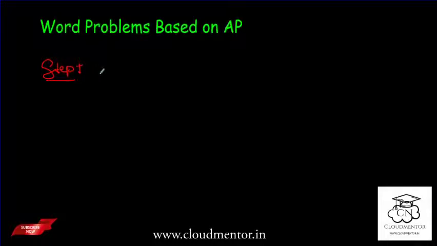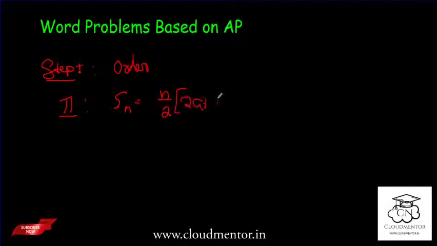Step one, firstly write all the given information in order. And step two is using the formula for the sum of an AP, that is Sn equal to n by 2 into 2a plus (n minus 1) times d. We need to use this formula.